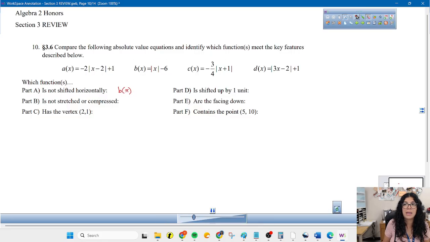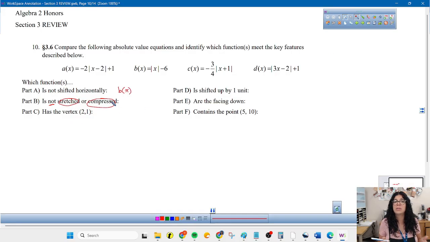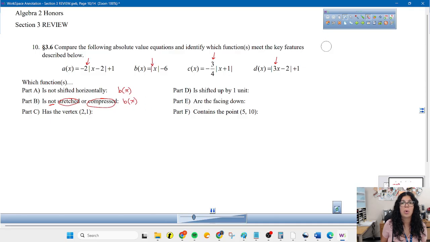Moving on to part B. Which graph is not stretched or compressed? Now, it's not saying horizontal or vertical. So if we multiply the y value by anything or multiply the x value by anything, that is going to be a stretch or a compression. So this is going to be a vertical stretch, so that's not our answer. This would be a vertical compression, so that's not our answer. And this would be a horizontal compression because it would be 1/3. So again, b of x is the only one that is not multiplied at all. So b of x is the only one that is not stretched or compressed.